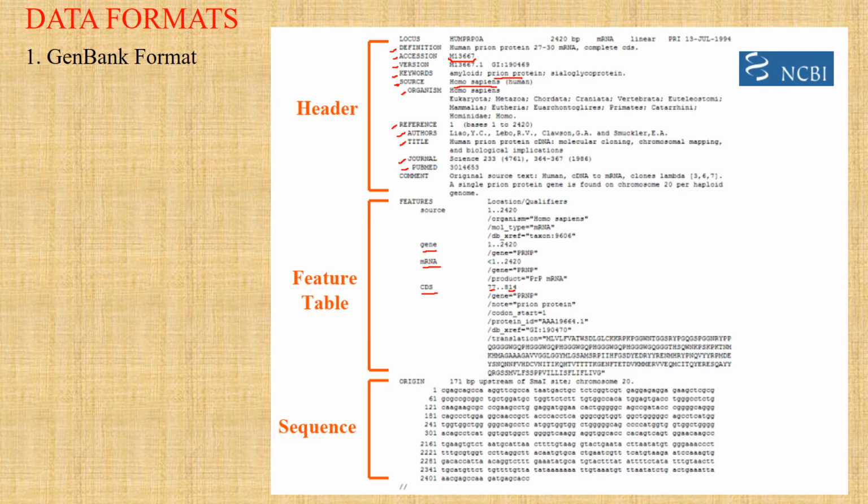They have a few details there, and then below they have given you the amino acid sequence of the human prion protein that starts from here, from M, methionine, right up to here. So this is the amino acid sequence of that human prion protein. Then in the sequence section they give you the nucleotide sequence of your protein. You see, this origin shows that it starts from here, and they tell you it is 171 base pair upstream from the SmaI site, moving upward from chromosome 20.